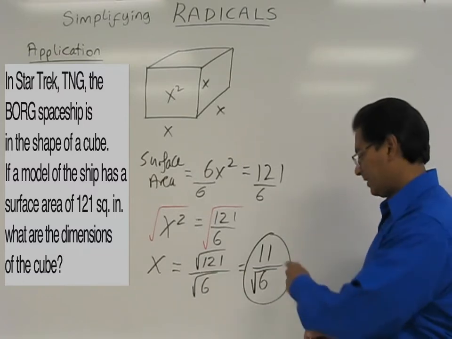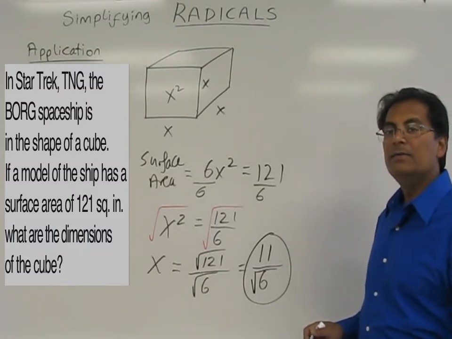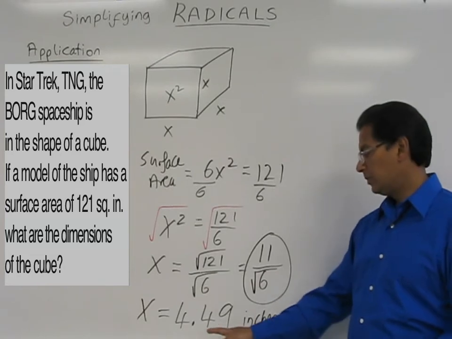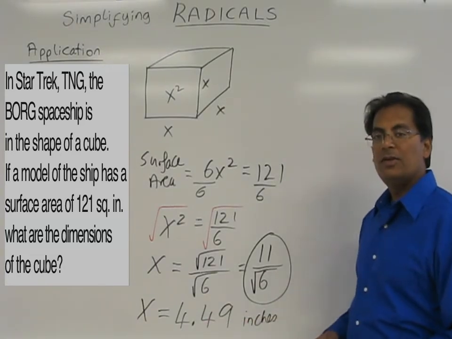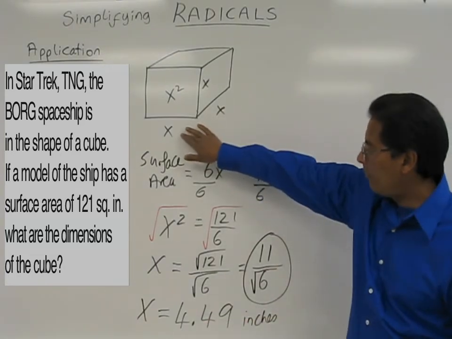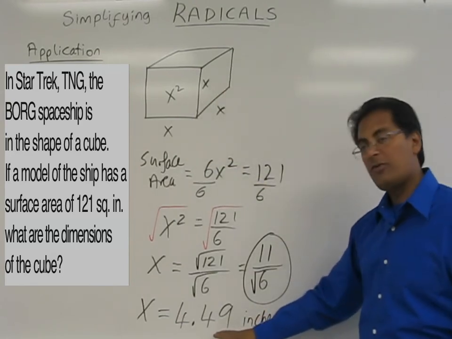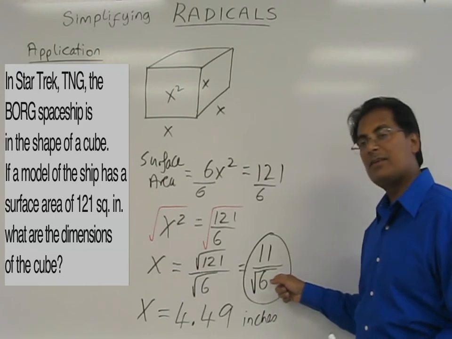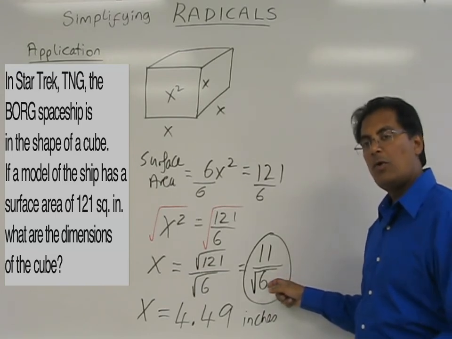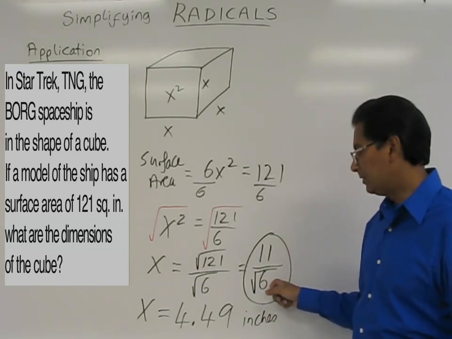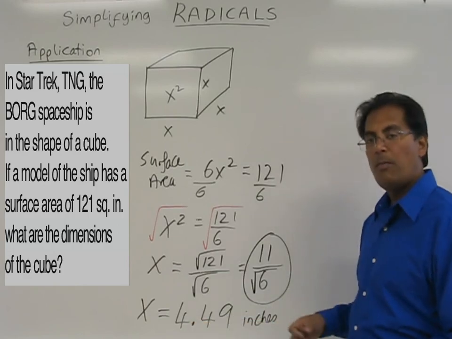Now we could figure this out. If you plug this in the calculator, you get x equal to 4.49 inches. So the actual dimension is 4.49 inches times 4.49 inches. This is the more exact dimension, but if we want to know what that is in decimal form, it's approximately 4.49.